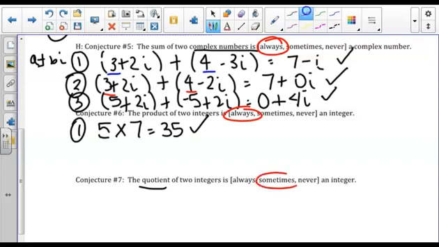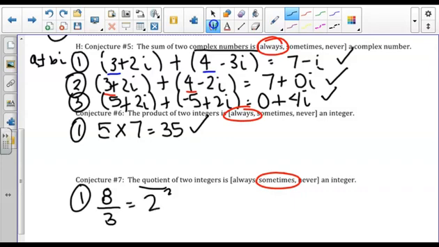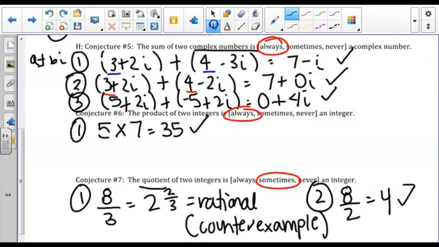When we look at conjecture 7, the quotient, which is division of two integers, we determined that is sometimes true because we came up with a counterexample. For example, the example we came up with in class was 8 divided by 3. And 8 divided by 3 is equal to 2 2/3, which actually is a rational number. So therefore, this is what we call a counterexample. It's an example that proves that our conjecture is false. So this only sometimes works because if we look at an example where it does work, such as 8 divided by 2, we see that it's 4, and that indeed is an integer.